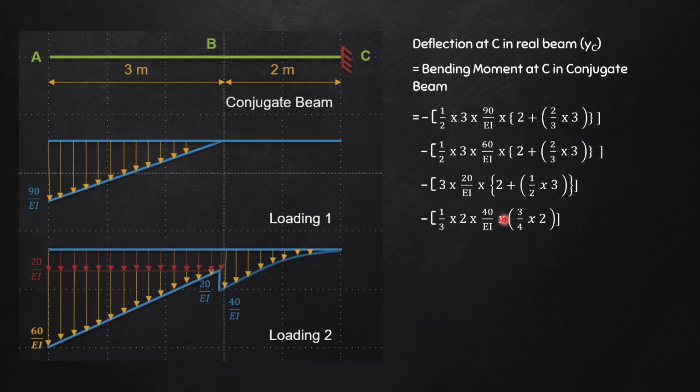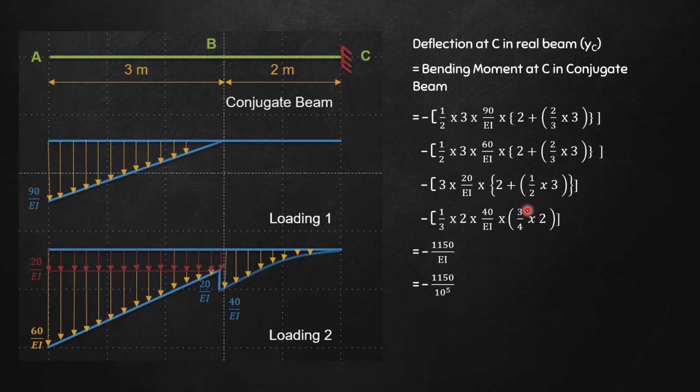So here the CG is 3 by 4 into 2. For a triangle it is 2/3, and for a parabolic load it is 3 by 4 into 2. Okay, so this is something for you to remember. If I solve this, I get the answer as minus 1150 divided by EI.